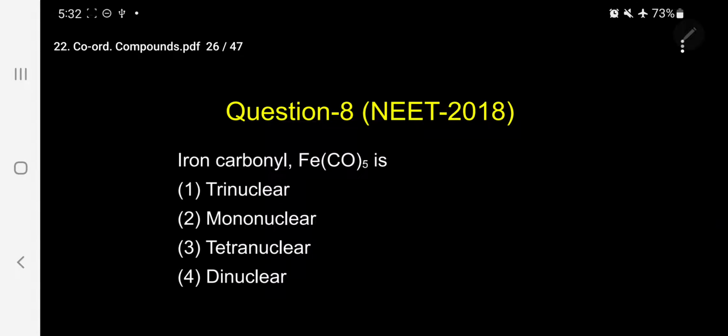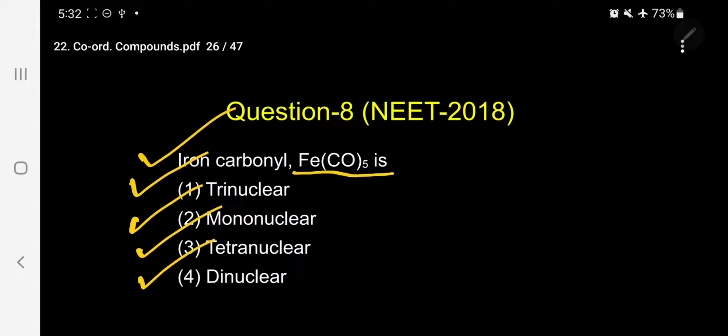Next one, question number 8. Iron carbonyl, Fe(CO)5, is A, trinuclear, mononuclear, tetranuclear, or dinuclear. How to identify nuclearity? In this complex, the nucleus is nothing but the central atom. So depending upon the number of central atoms, we call it mono, di, tetra, etc. Here there is only one central atom, iron, so it should be mononuclear.